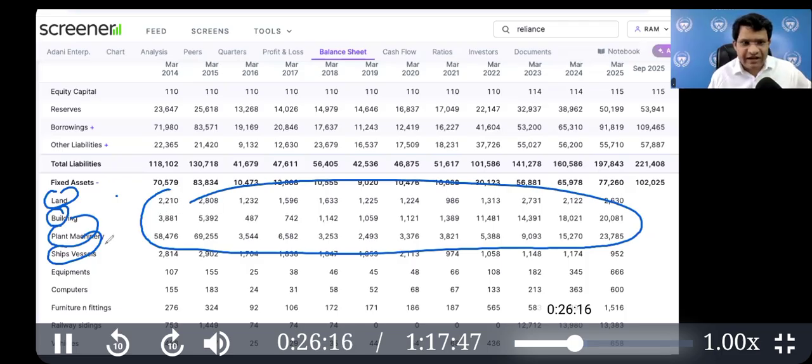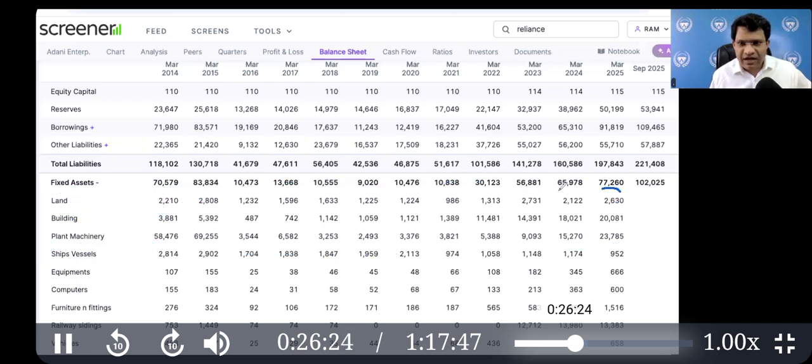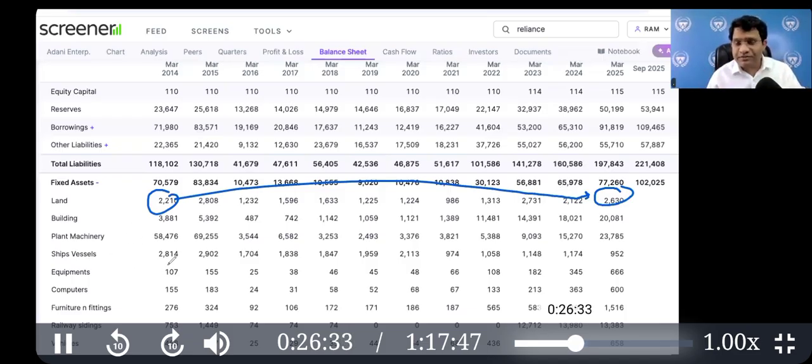You can see that this land, this 2000, 2200, the land price has hardly changed. Now land price will double, triple, but land is shown at historical cost. So the asset price is not going up. Buildings, okay, now their price is going up. That is because of new additions. They might be buying new buildings. Okay, but building is also a depreciating asset. Plant is also a depreciating asset.